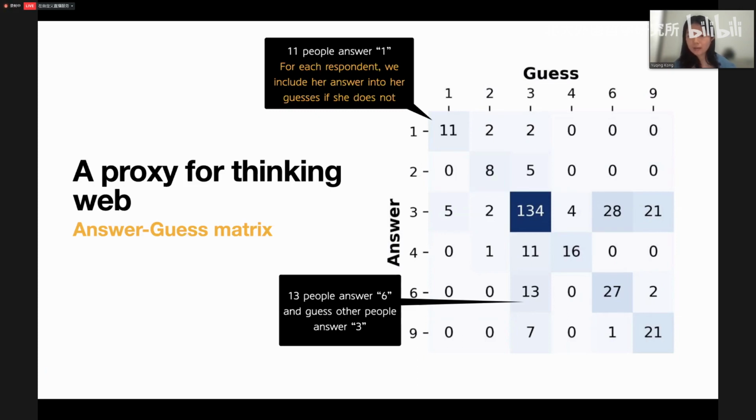And the point is, for the non-diagonal parts, take the 13 there: it means that 13 people answered 6, and they predict that other people are going to answer 3. And for the 11 above that 13, it means that 11 people answered 4, and they predict that other people can answer 3. So this is the technical part of this. Any question here? Okay.